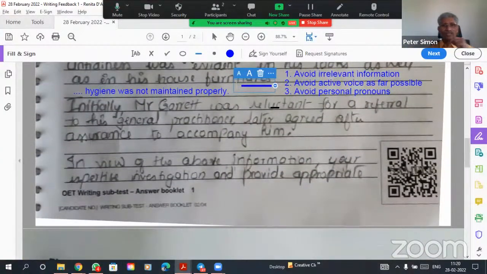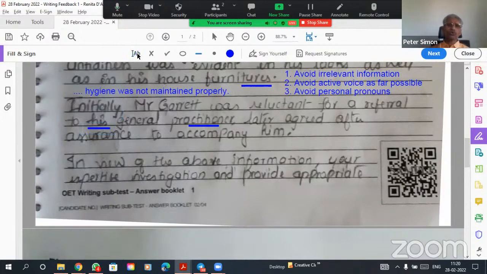Mr. Garrett was reluctant for a referral. Initial reluctance for a referral to his general practitioner. Practitioner, TI is always messy. Initially, Mr. Garrett was reluctant for a referral. Initial reluctance for a referral to his general practitioner. Why his general practitioner? To the general practitioner was noticed. Though initially reluctant, we can write.